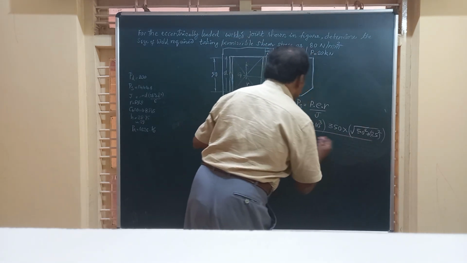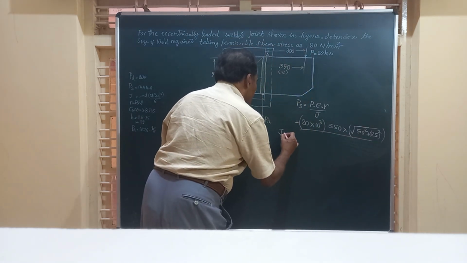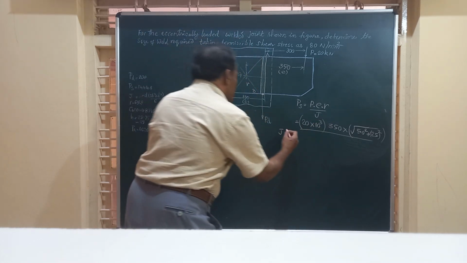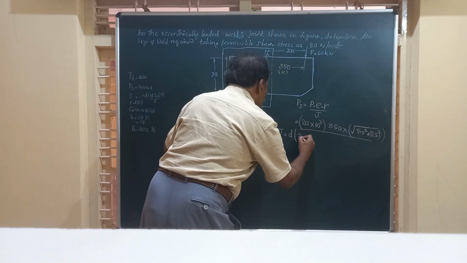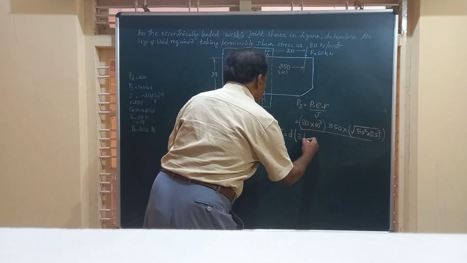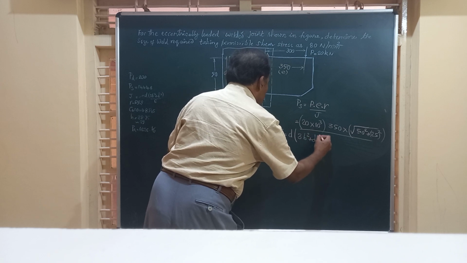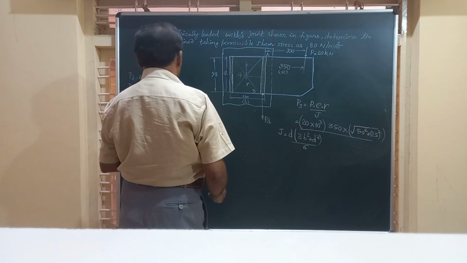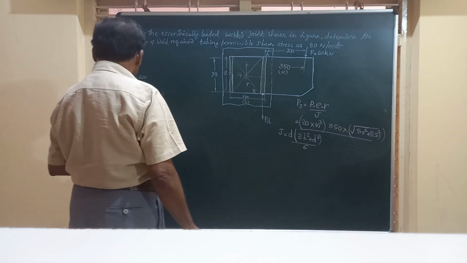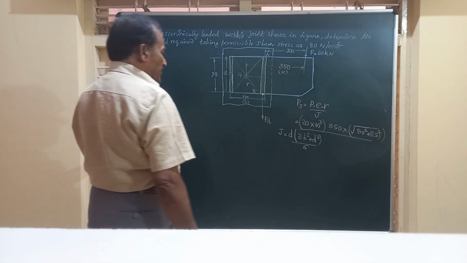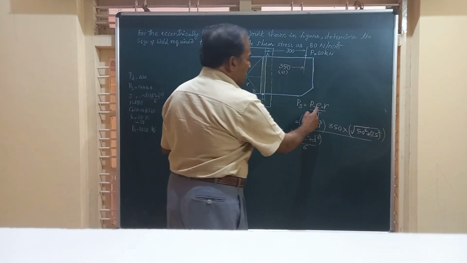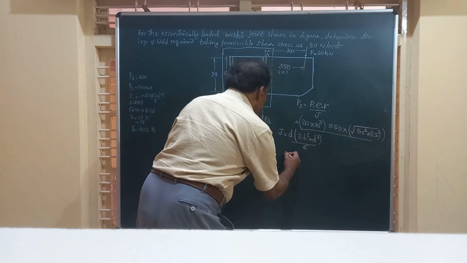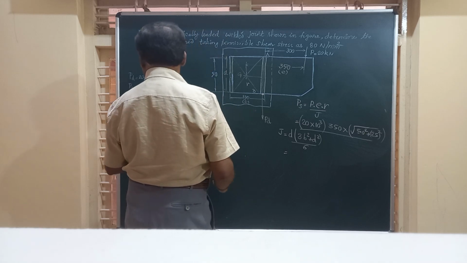Friends, J is the polar moment of inertia of the weldment, and in the previous step I have shown this as D bracket 3B square plus D square divided by 6, and this value works out to a value equal to the value of this. P E R by J value you can substitute and find out, and this works out to a value.